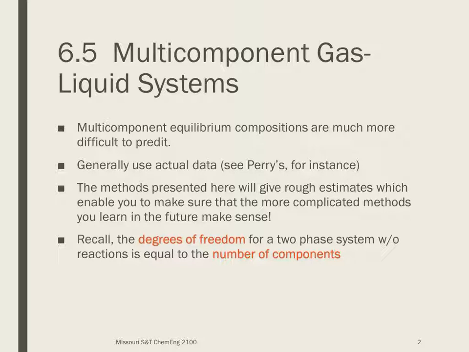Now, one thing that I want to remind you as we move forward: using Gibbs phase rule, if I have no reactions and I have two phases, then the degrees of freedom will be equal to the number of components in this case. And so that's the number of variables that will need to be specified in order for the problem to be solvable.